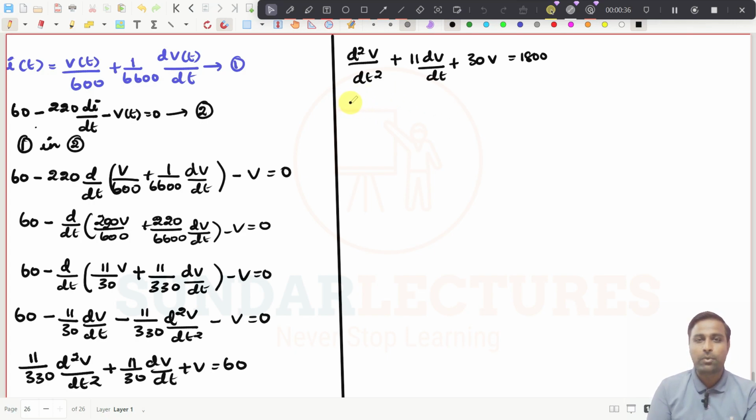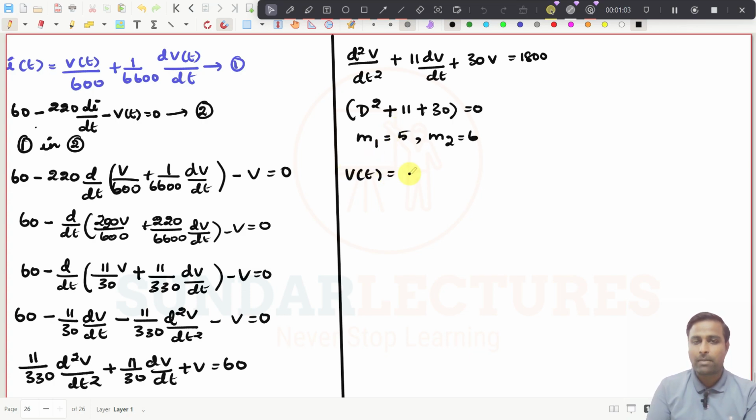So for that we need to get the characteristic equation. It will be m square plus 11m plus 30, and that should be equal to 0, and the characteristic roots will be m1 equal to 5 and m2 equal to 6, right? If you simplify this, you will get this one. And we have already seen how v of t can be written as a e power minus m1 t plus b e power minus m2 t.